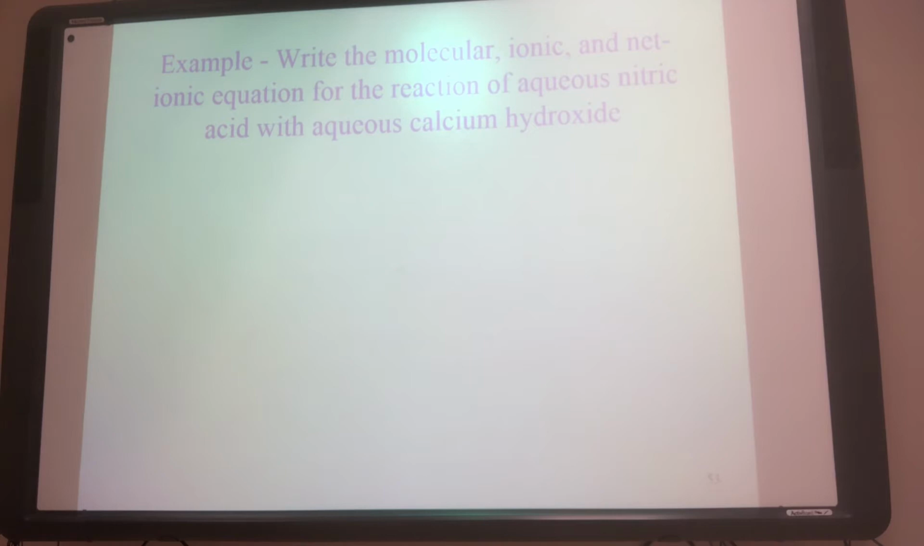So it says write the molecular, ionic, and net ionic equation for the reaction of aqueous nitric acid with aqueous calcium hydroxide. So first we want to write out the molecular. To write out the molecular is just like we did when we were writing out balanced equations. And we had to take the names and figure it out. So what's happening? I've got nitric acid, which is aqueous, reacting with calcium hydroxide, which is aqueous, and I'm going to have to figure out what it's going to make.